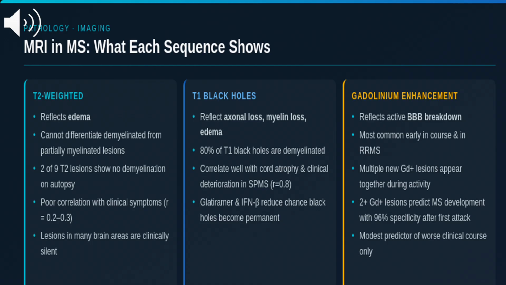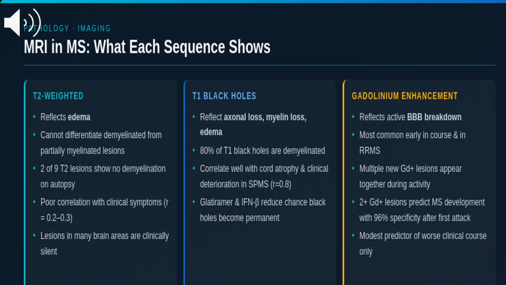2 of 9 T2 lesions show no demyelination at all on postmortem analysis, and critically, many T2 lesions are clinically silent. The correlation between T2 lesion load and clinical disability is poor. R equals only 0.2 to 0.3, explaining less than 6% of clinical variance. This clinical-radiological dissociation has been a major obstacle to using T2 burden as a primary outcome measure.